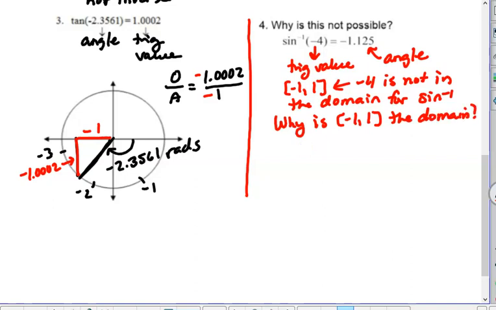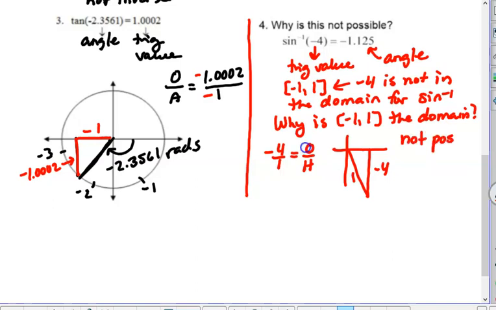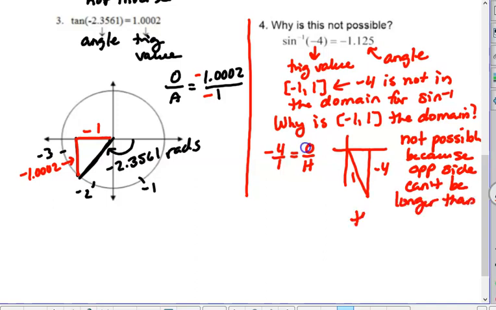So what I'd like you to be able to explain to me is that -4 over 1 would have to be opposite over hypotenuse. And if I tried to draw a triangle for that, I would be in quadrant 4 for an inverse sine. So this would be -4 and this would be 1. Okay, so this is not possible because the opposite side can't be bigger than the hypotenuse. Longer than the hypotenuse.